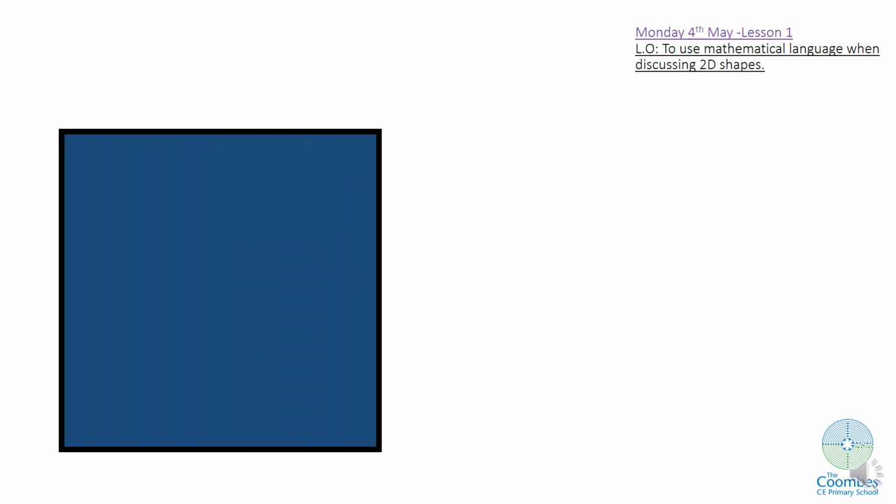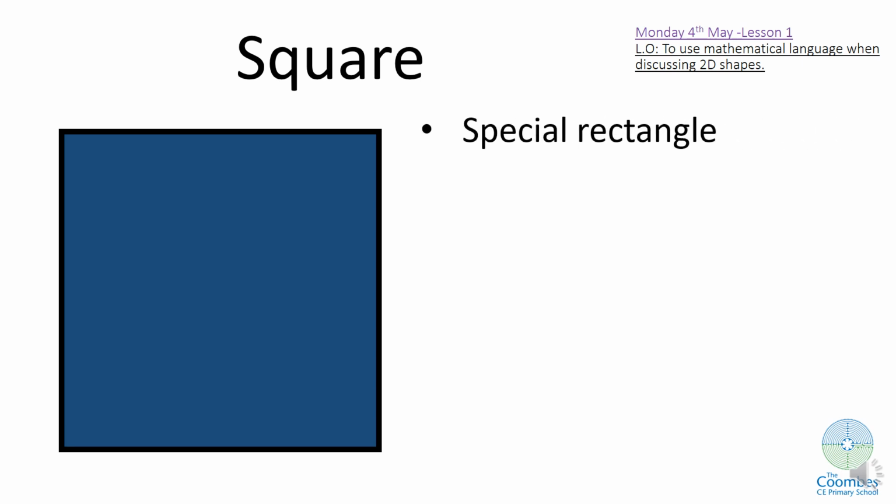So moving on to our next 2D shape, it is this one. Can you name it? Well done. It is a square. Now, we love looking at squares in reception because they are very special. Can you remember what makes squares special? Well done. Squares are a special rectangle.